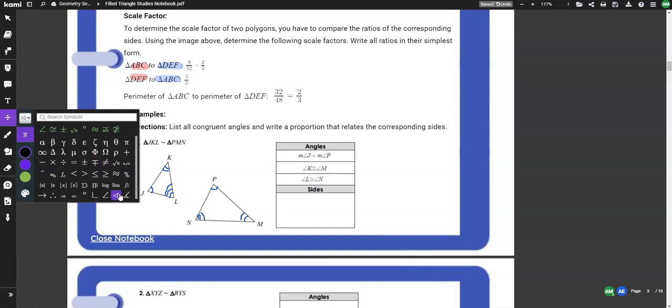And then for our sides, we're going to compare the sides that are together. So between the 1 and 2, JK, and 1 and 2, PM. So same concept as we did with the congruencies. So JK to PM is equal to KL to MN. And then we have JL or LJ. I'm going to say LJ over NP.